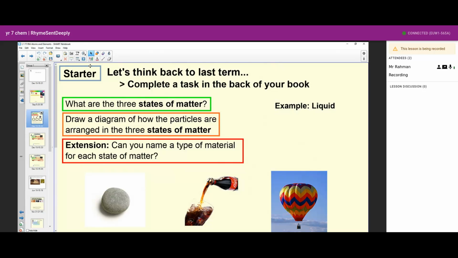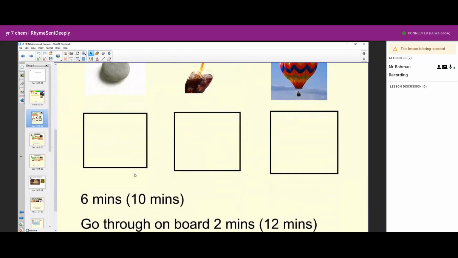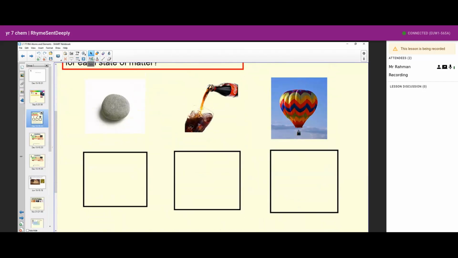Can you draw a diagram of how the particles inside a solid, liquid, and a gas would look? You can draw yourself three boxes, and in the first one you can draw a solid. For example, a rock would be a solid. You can draw the particle diagram. I will start it off for you. You'd have the atoms. The atoms can be represented as circles, and in a solid, they're very close together. You can pause that and complete it yourself.